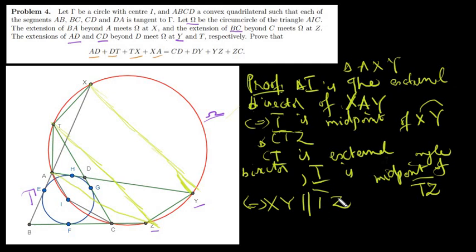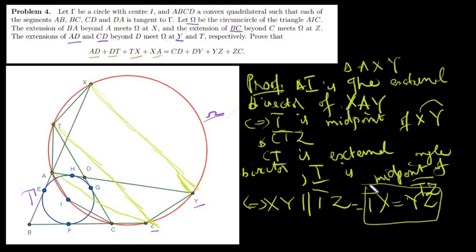It's the point where the perpendicular bisector of any chord intersects the circle. That's the midpoint of the arc. So because I is the midpoint of both of these arcs made by both of these chords, we know that they have to be parallel, and this automatically implies that essentially XT is equal to YZ, and this is huge.